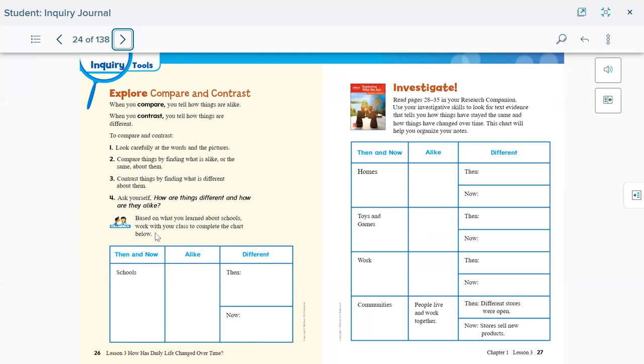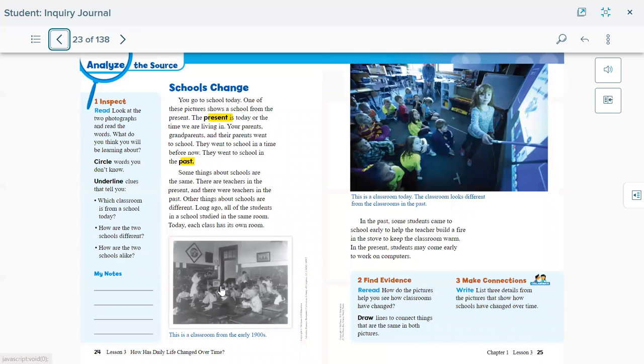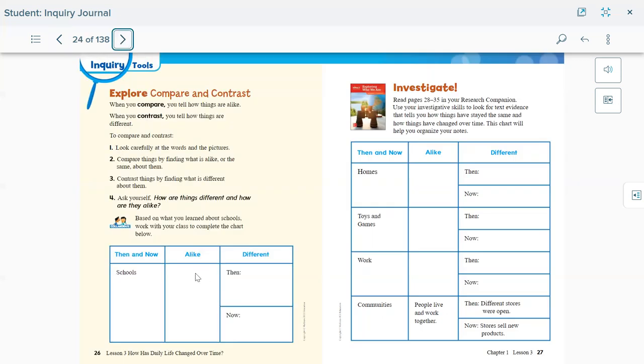Based on what you learn about schools, work with your class to complete this chart. Then and now, school, alike and different. So then and now, we're talking about schools. We're gonna see what they're like and what's the difference. So we said alike, that both old schools, or long ago schools, and now have teachers and students, and both have a place for students to sit and learn, as we see in a picture. We see the teachers, we see the students sitting on special benches, and here we see the teachers, and we see also children using different tables and different chairs. So alike, they both have teachers, they both have students, and students have a place to sit.